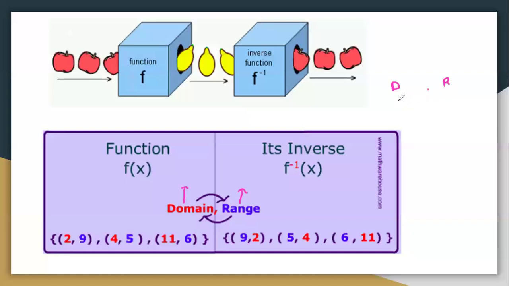Now, your domain is the set of X values. Your domain, those are your inputs. What have you put in? Then your range is what we call the output, what you get at the end of the day.